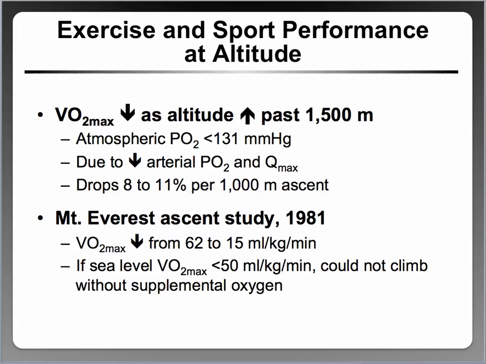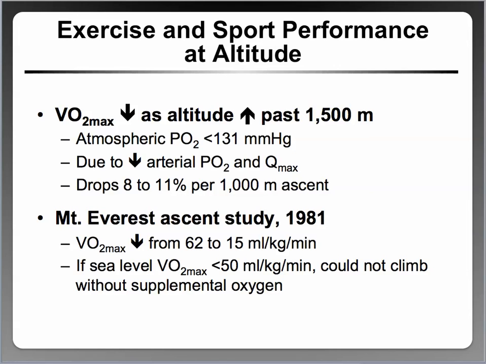So we're going to move on and talk about exercise and sports performance at altitude. And it's important to note that altitude really has no effect on VO2 max until the partial pressure of oxygen drops below 131 millimeters of mercury. And this kind of corresponds to an altitude of about 1,500 meters, or around 5,000 feet, as we've been talking about it.